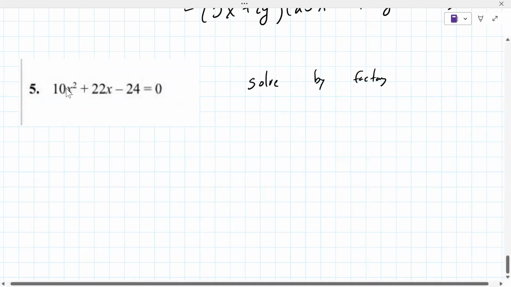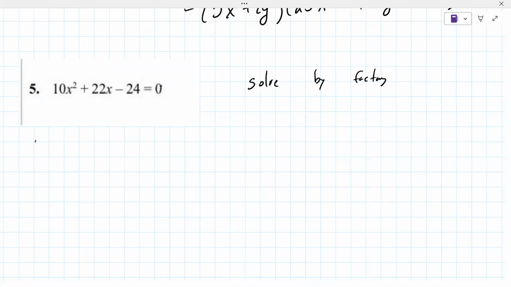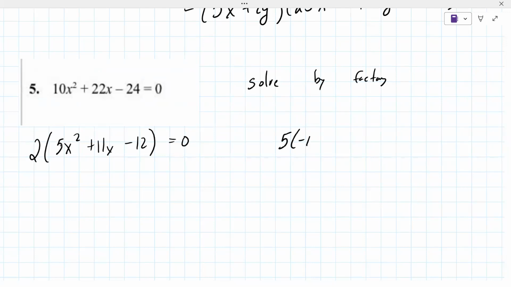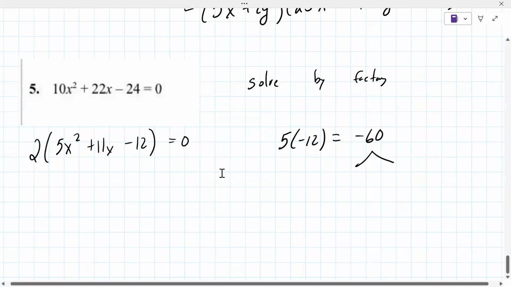Okay. What's the very first type of factoring you should always try? GCF. Okay, so is there a number that goes into 10, 22, and 24? 2. So this becomes 5x squared plus 11x minus 12 equals 0. Since there's not a 1 in front, you multiply the 5 times the negative 12, that's negative 60. You're looking for two numbers that multiply to negative 60, but add to 11. They have to multiply to this, but add to this.